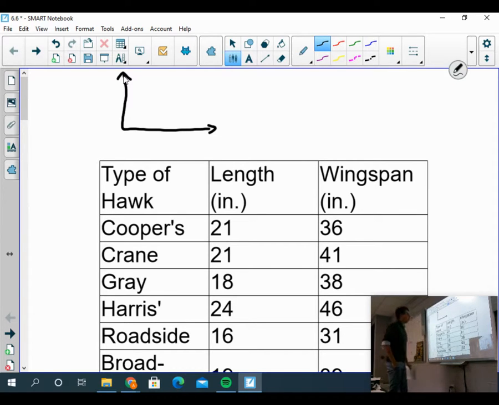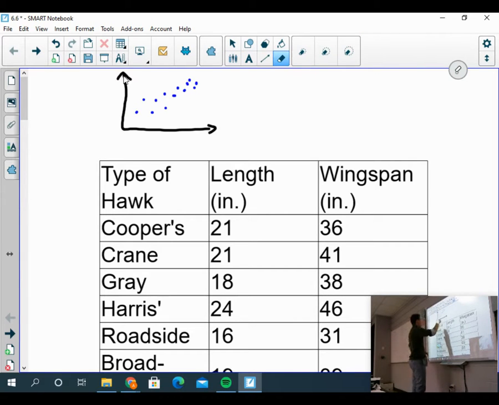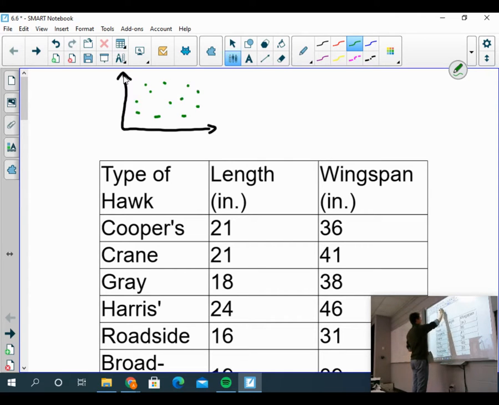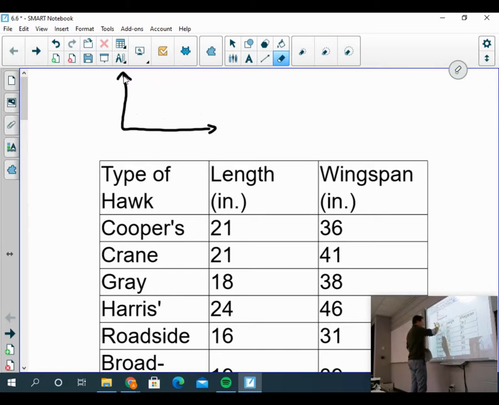You're going to see here, we're going to do a hawk example. We have different types of hawks, and we're going to compare their length and their wingspan. And what a scatter plot is going to end up looking like is a bunch of scattered points that sometimes will have a trend in data. Other times, they'll be all over the place. And sometimes they'll almost, not just have a trend, but they'll almost make a line.